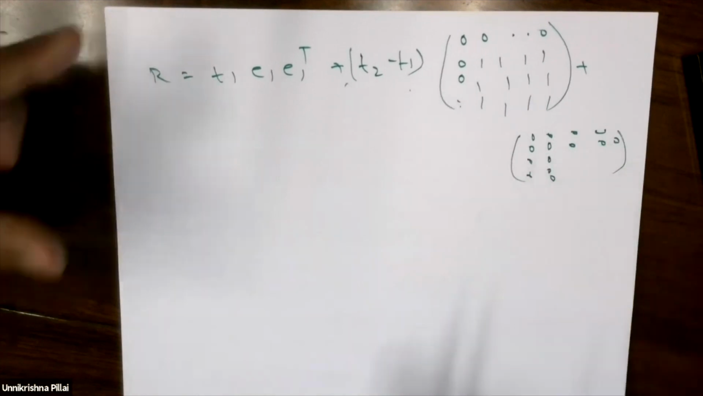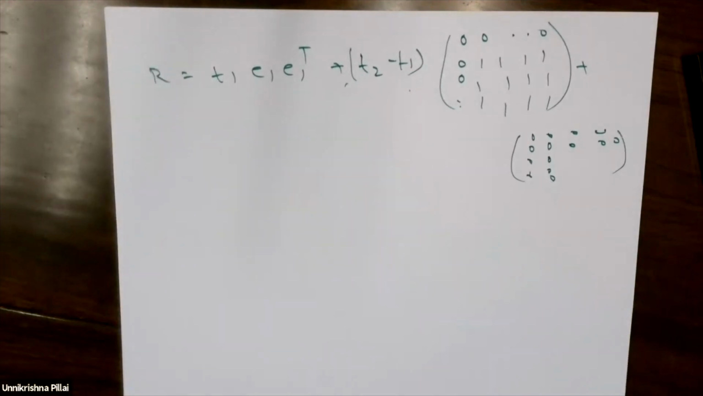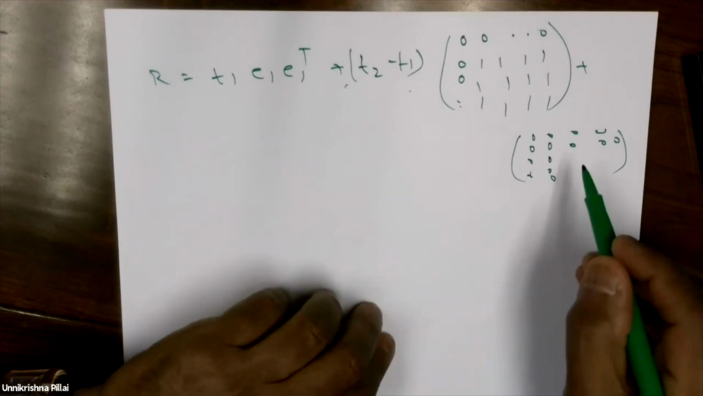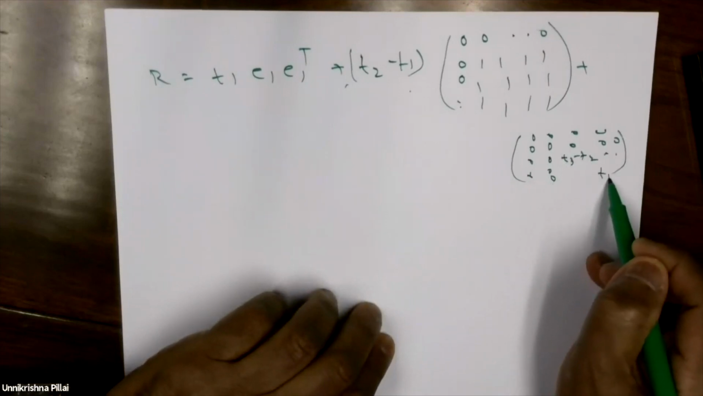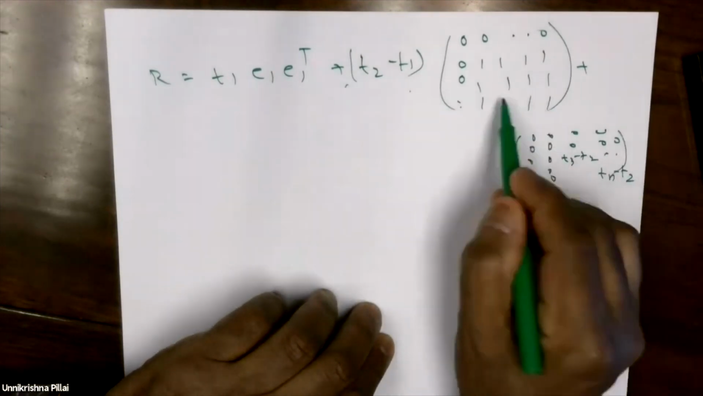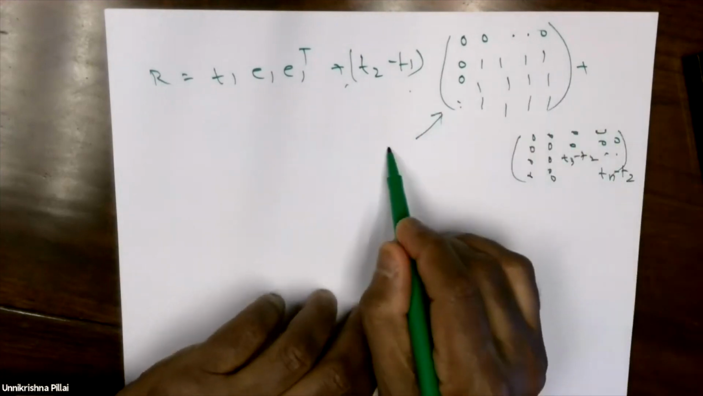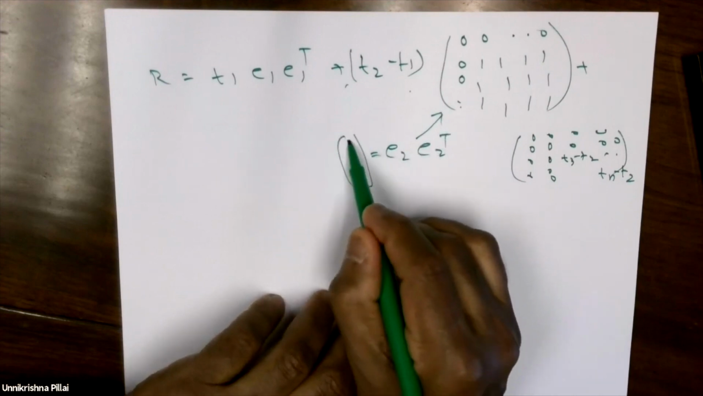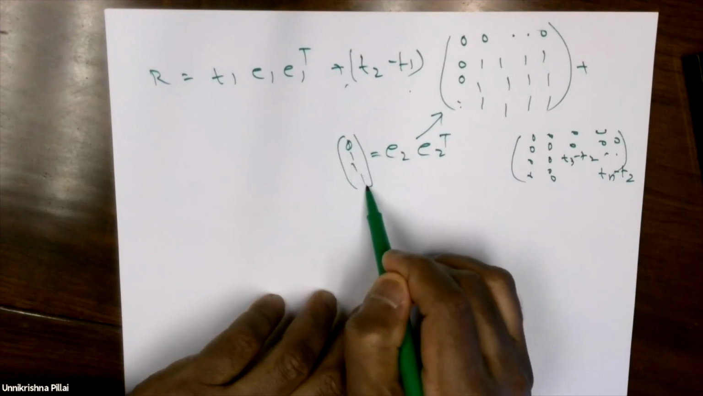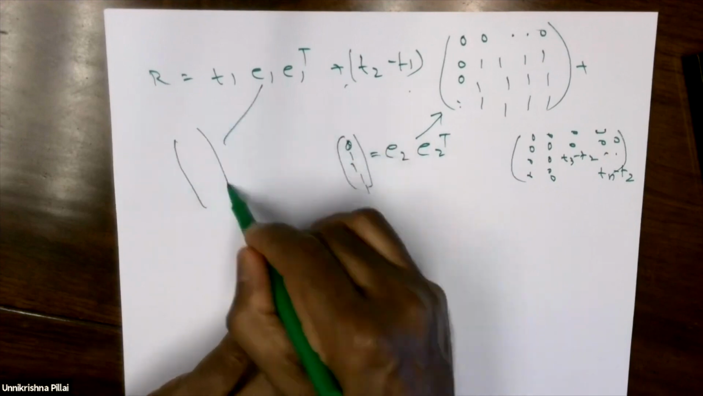Anybody can tell me what will be the third row? Because from every entry I have pulled out the T2 minus T1. So from T3 minus T1, if I subtract T2 minus T1, what do I get? Anybody? T3 minus T2. Yeah, that's the whole point. This will be T3 minus T2, etc. Last one will be Tn minus T2. But look at here. This also can be written as some E2 E2 transpose, where E2 will be 0, 1, 1, 1, etc. E1 was 1, 1, 1.